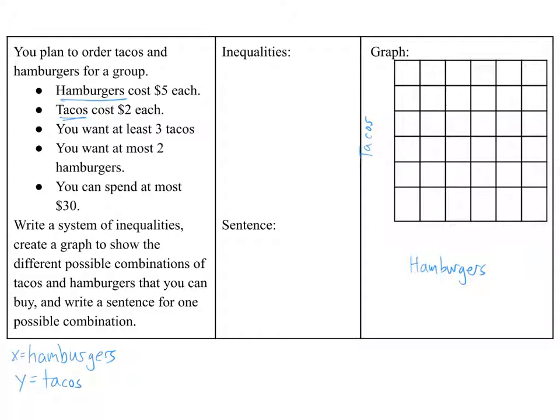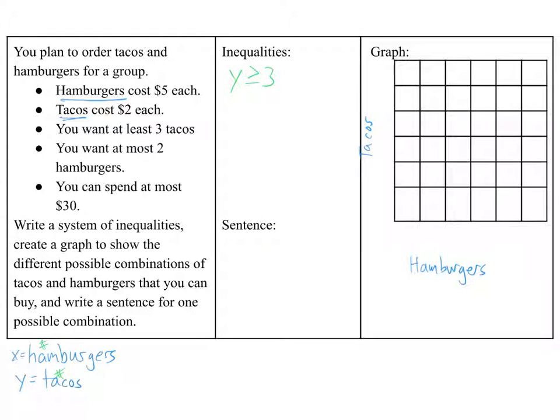And what letter is tacos? Y. So my number of tacos is going to be bigger than or equal to 3. Does that make sense? Now going back down here, technically this should be number of hamburgers and number of tacos. That little pound sign means number. The X means number of hamburgers, and Y means number of tacos.